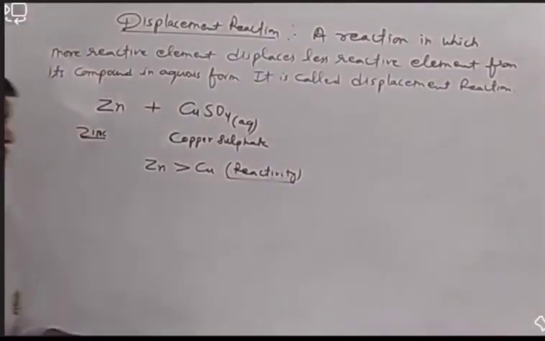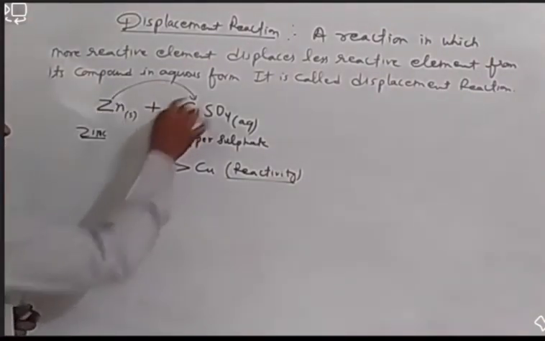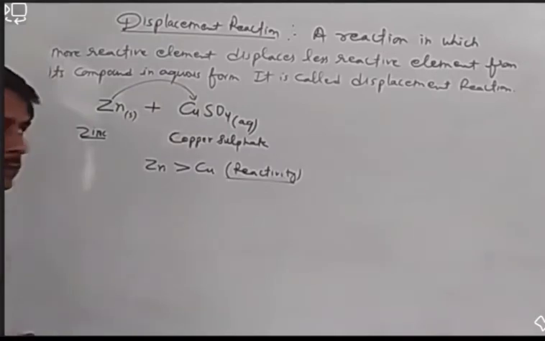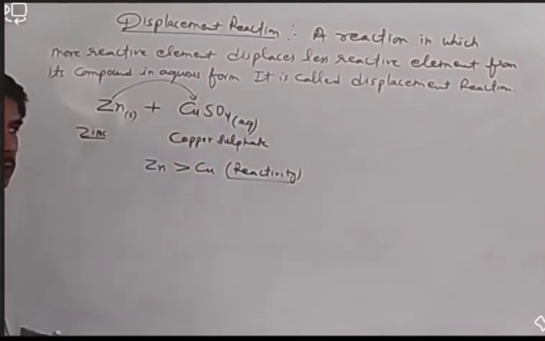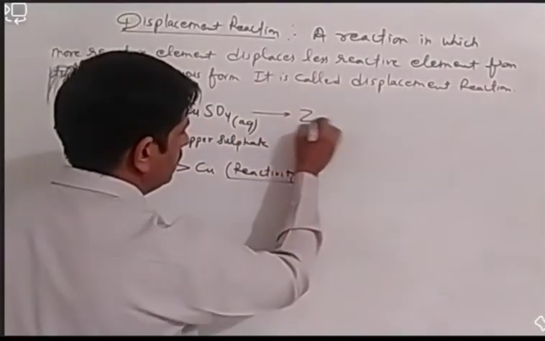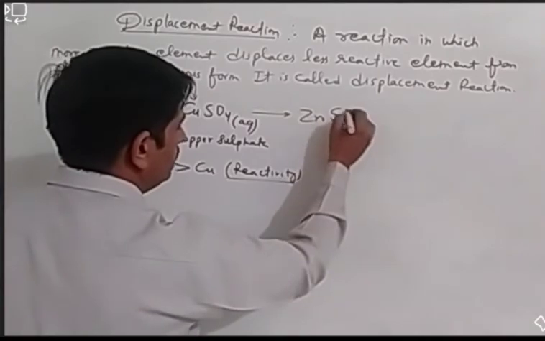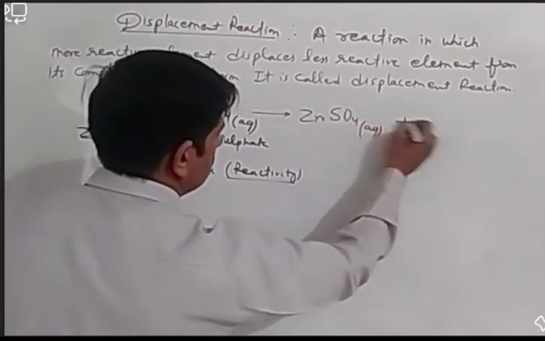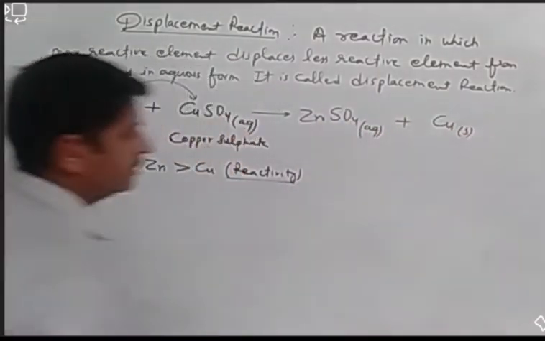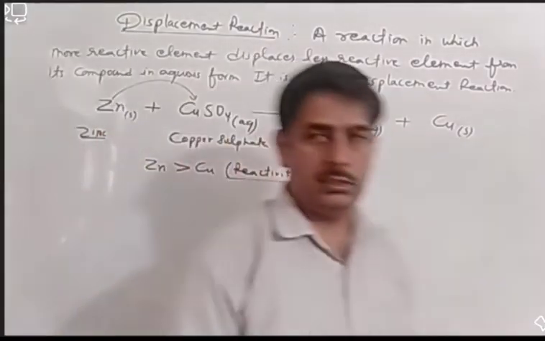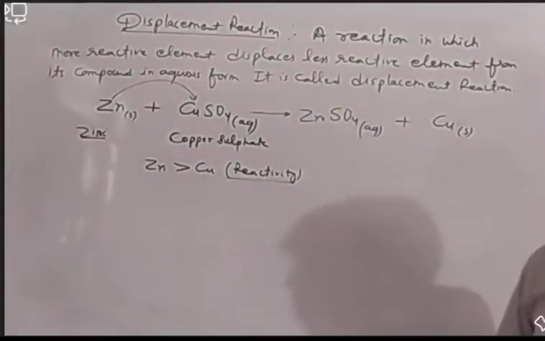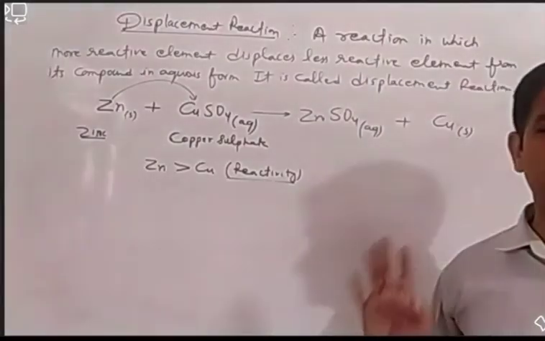As I said, an element which is more reactive and is in solid state can displace a less reactive element from its aqueous solution. So here copper is less reactive, so zinc will displace copper from its solution, and it will form zinc sulfate aqueous and copper solid. This reaction is called displacement reaction. This is one of the examples of displacement reaction.